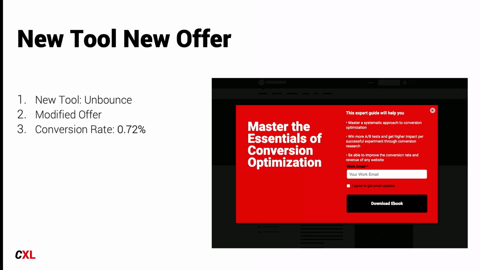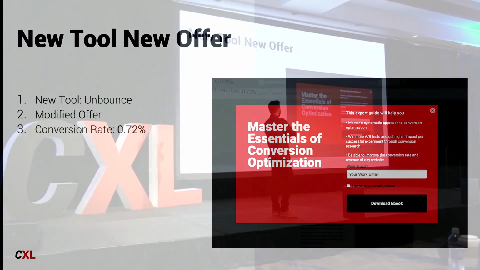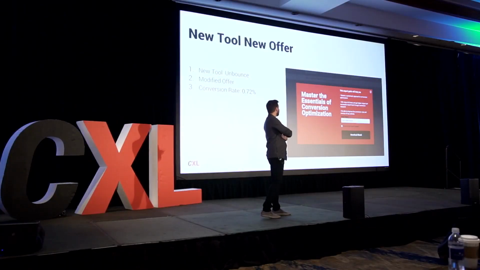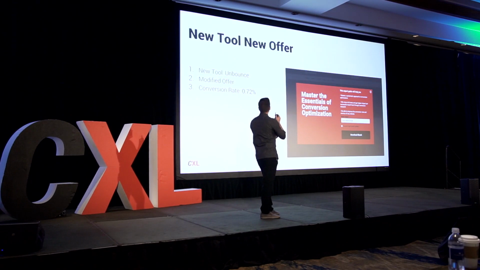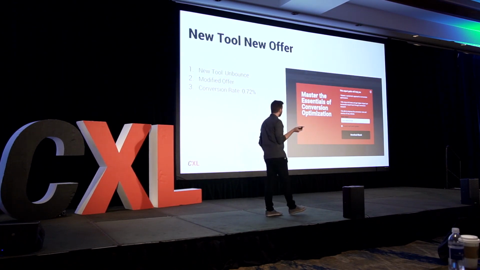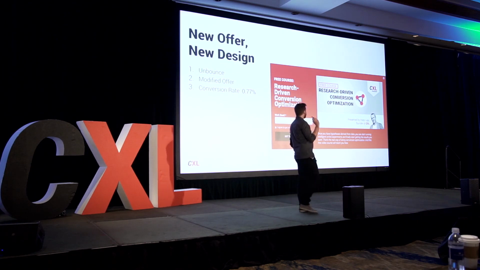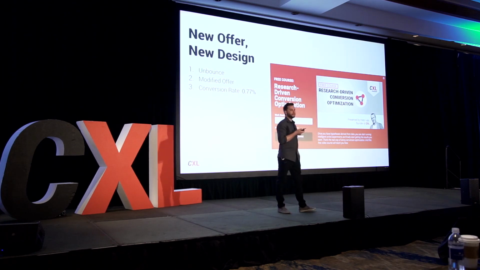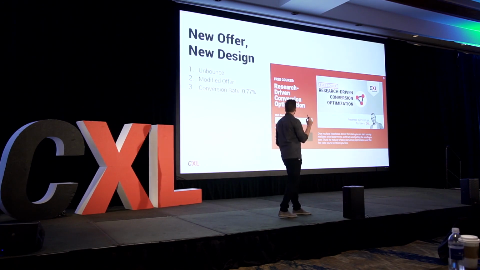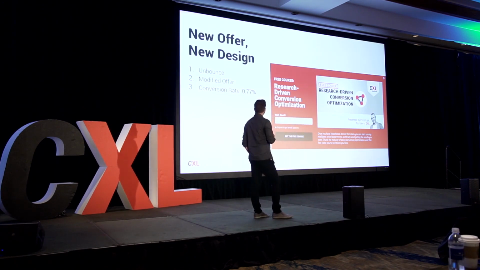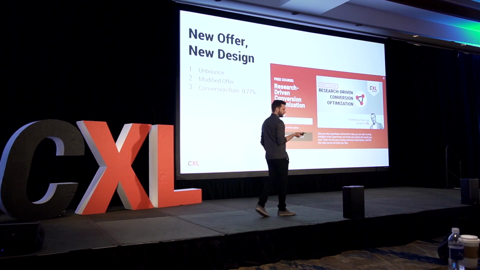We switched to Unbounce. Modified the offer, so instead of just a generic ebook, it's a very specific one, master the essentials of conversion optimization, and this managed to bump the conversion rate up to 0.72%. This was yet another offer, so instead of just an ebook, it's actually getting access to one of our courses on optimization, and this bumped up the conversion rate a little bit more to 0.77%.